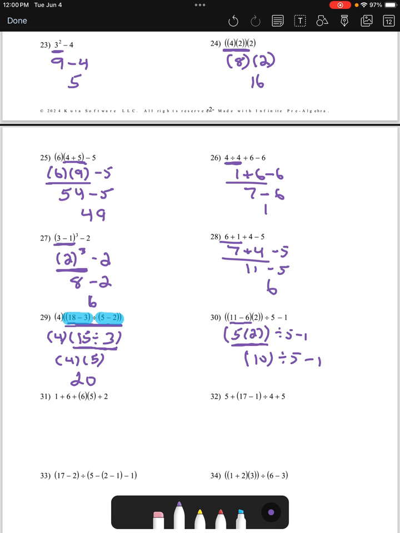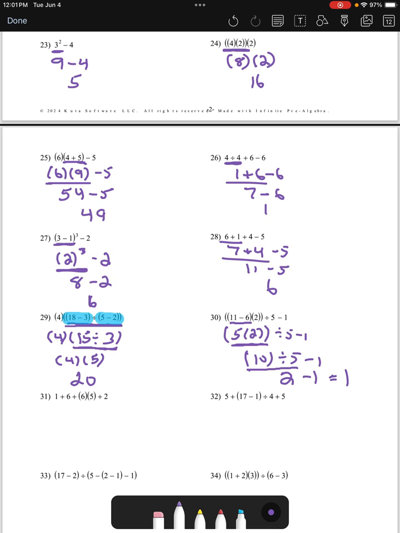Anytime a problem has parentheses to start with, they are not meaningless. But as we work through the problem and clean things up, they can become that way. If there was something else outside these parentheses, then they would still mean to multiply. But because they're immediately followed by a division symbol, they don't mean anything. So we're going to do 10 divided by 5 is 2, and 2 minus 1 is 1.